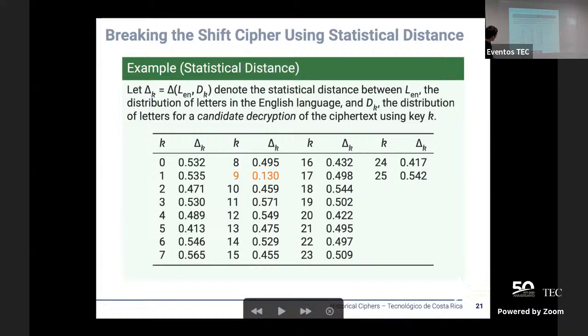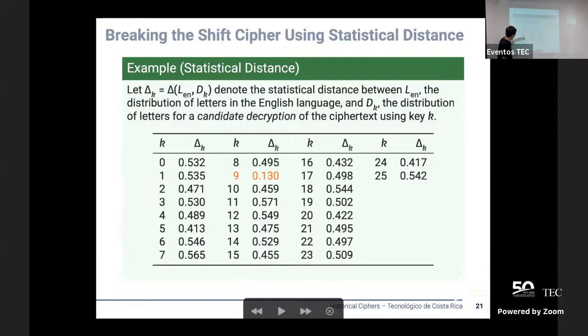So how do we now solve this in an automatic way? We just compute the statistical distance between these two things for all key candidates. So we just decrypt it under a certain key, and then we compute the distance between the two output plain texts, sorry.